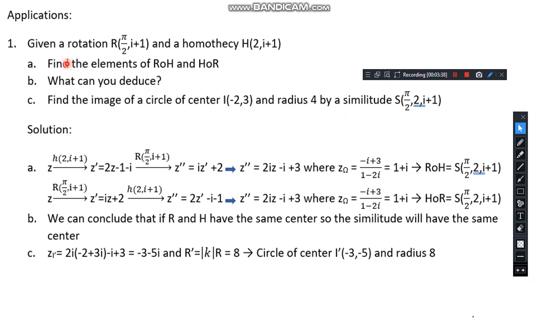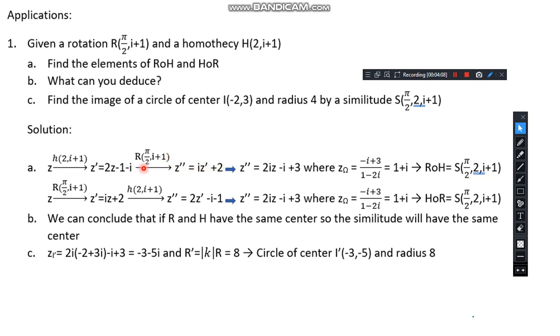Now, application. Here you're going to show that if R and H have the same center, for example i plus 1, the similitude will have the same center, and R ∘ H is the same as H ∘ R. So let us start with R ∘ H. First of all, homothety of ratio 2 and center i plus 1, you're going to get z prime equal to 2z plus (i plus 1) times (1 minus 2), which is minus 1 minus i. And the composite of rotation, z double prime will be i z prime plus 2. If you multiply i plus 1 by 1 minus i, you're going to get plus 2.